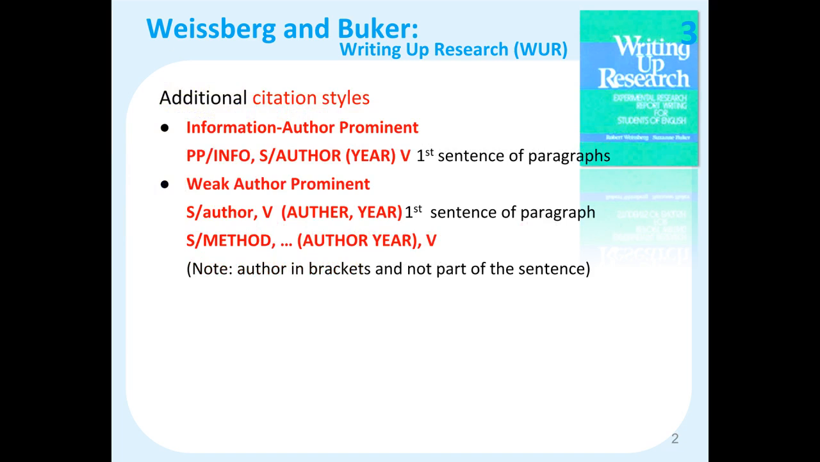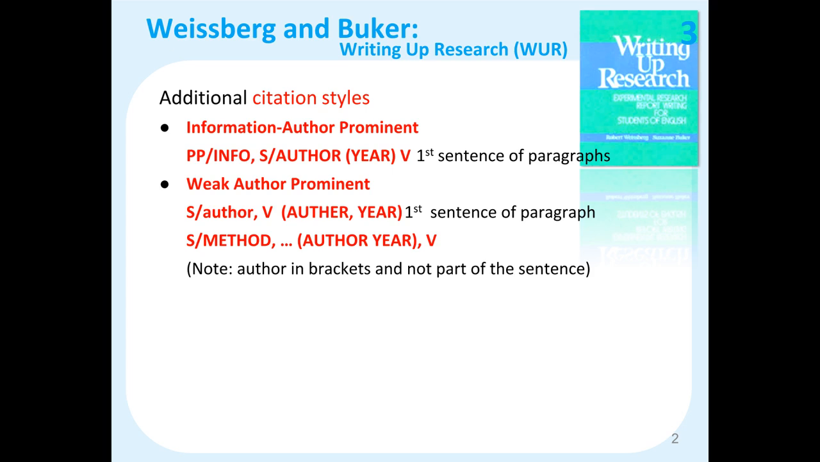So, we have information prominent and author prominent as our two main tools. But what if you want something in between? Weisberg and Bucher identify two hybrid styles. The first is information author prominent. Look at the structure. You start with a phrase about the information, like in the field of machine translation, and then you make the author the subject of the main sentence. Smith, 2020, developed a new algorithm. It's a fantastic way to start a paragraph by first establishing a topic, then introducing a key player.